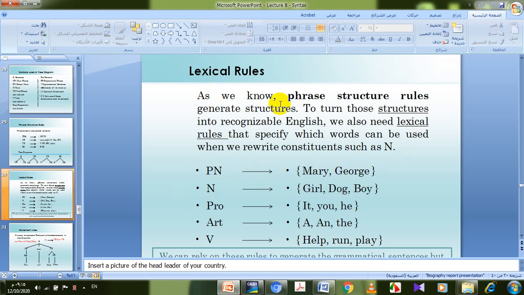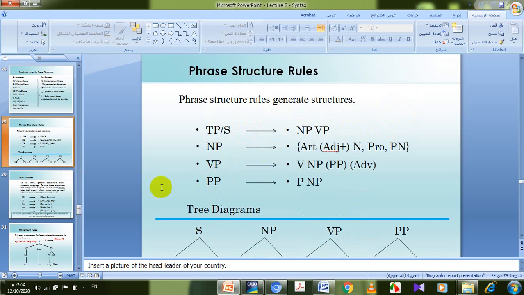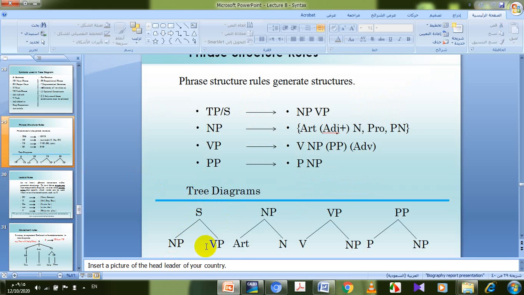So as we know, phrase structure rules generate structures, just structures, to turn those structures into recognizable English. Like these structures. Sentence, noun phrase, verb phrase. Noun phrase, article noun. Verb phrase, verb, noun phrase. Prepositional phrase, preposition plus noun phrase. So these are called structures.